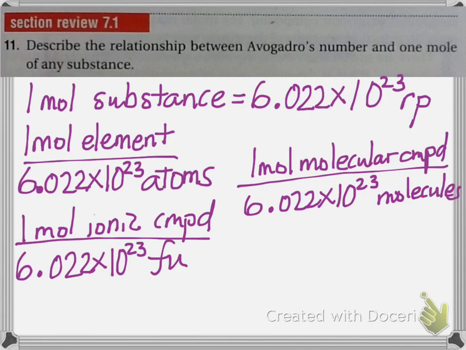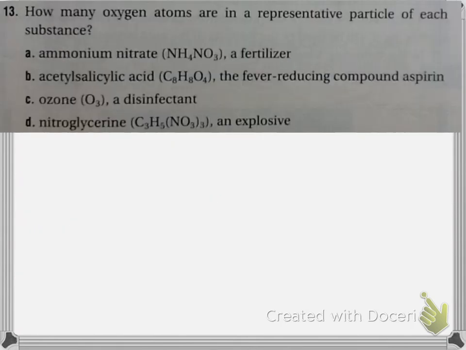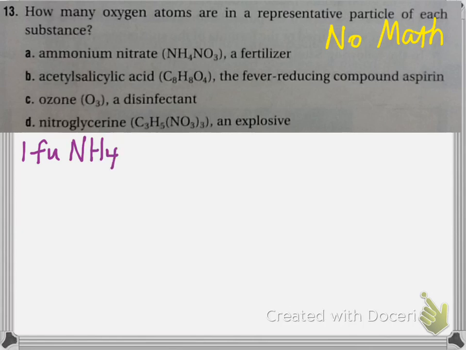Your textbook says 1 mole of any substance contains Avogadro's number, 6.02 times 10 to the 23rd, of representative particles. Number 13, how many oxygen atoms are in a representative particle of each substance? This does not require math. So if you were trying to do some math, you made this question harder than it needed to be. All this is saying is in 1 formula unit of NH4NO3, there are going to be 3 oxygen atoms, right? Because the subscript on oxygen is 3.